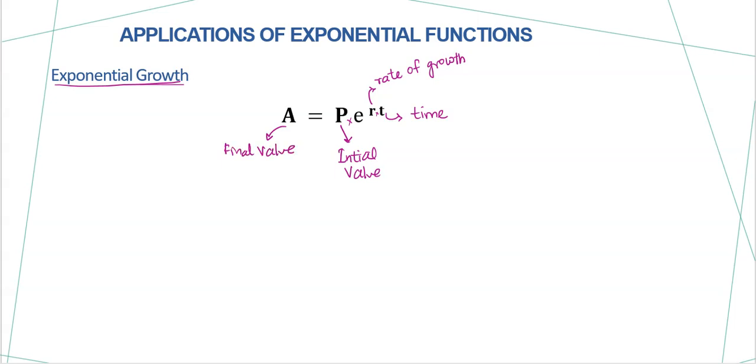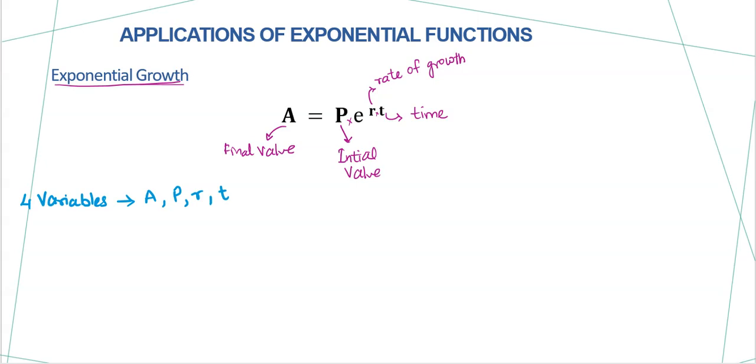So how many variables do we see here? You have four variables. Which are those? A, P, r, and t: initial value, final value, rate of growth, and time. When you have this in an equation, out of these four variables, three values will be given and you have to find the fourth one.